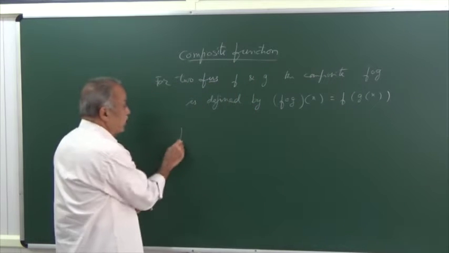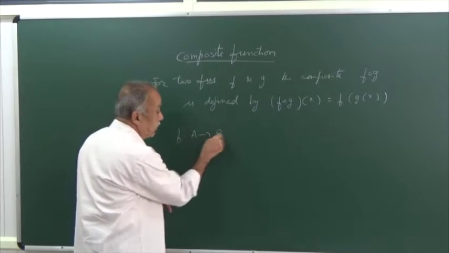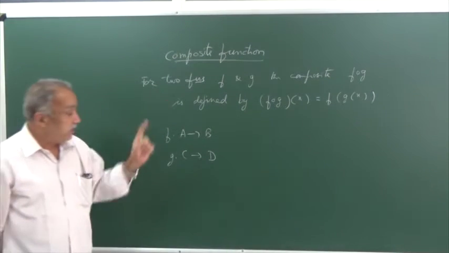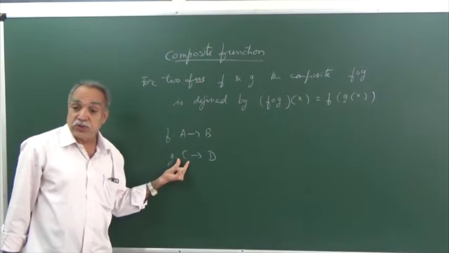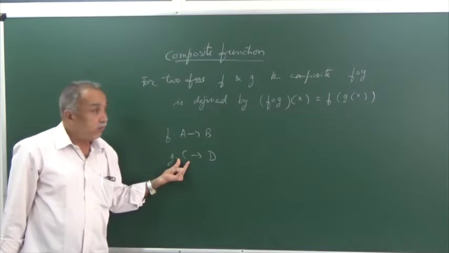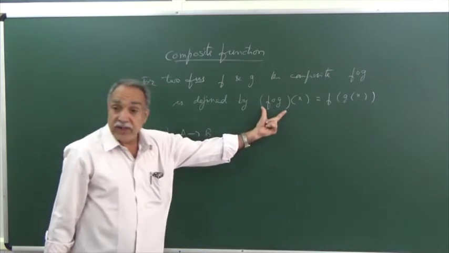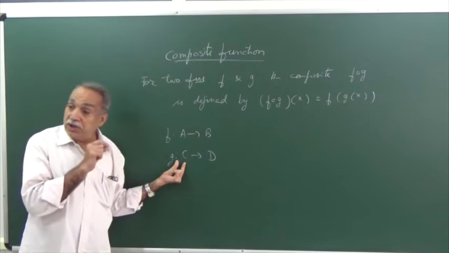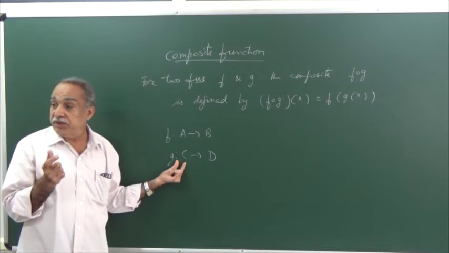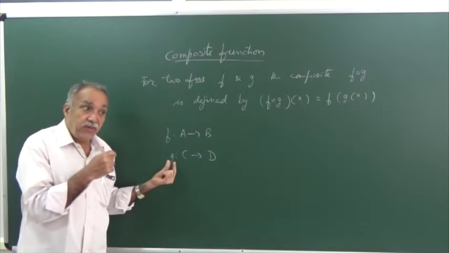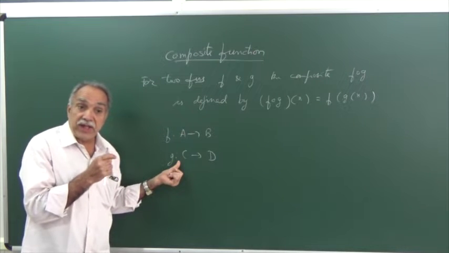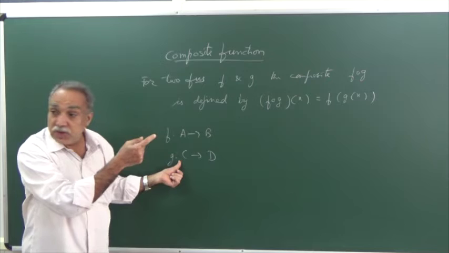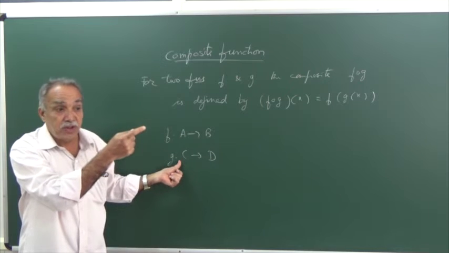Suppose f is a function from A to B, g is a function from C to D. Your g will be defined only if x belongs to C. Therefore, this function will be definable only for certain elements belonging to C, but not for any element outside C. Even if an element belongs to C, there is no guarantee that f of g of x will be meaningful, because we have more restrictions. f must be defined for g of x.